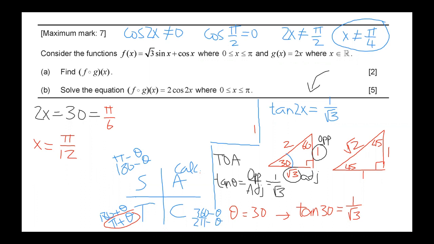Now, do we add pi? No, we don't add pi. We add pi divided by the number that we have next to the x. So here we have 2x. So instead of adding pi to this value, we can just add pi over 2. And this would give us 7 pi over 12, and that would be my second value.